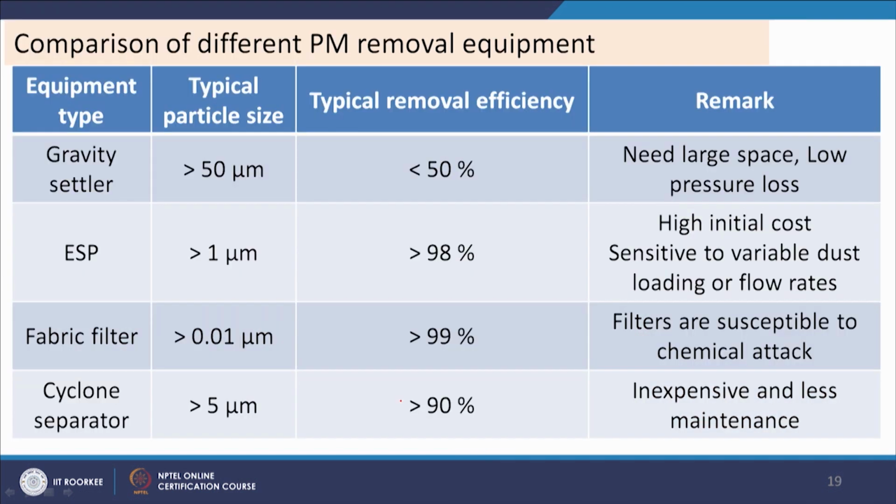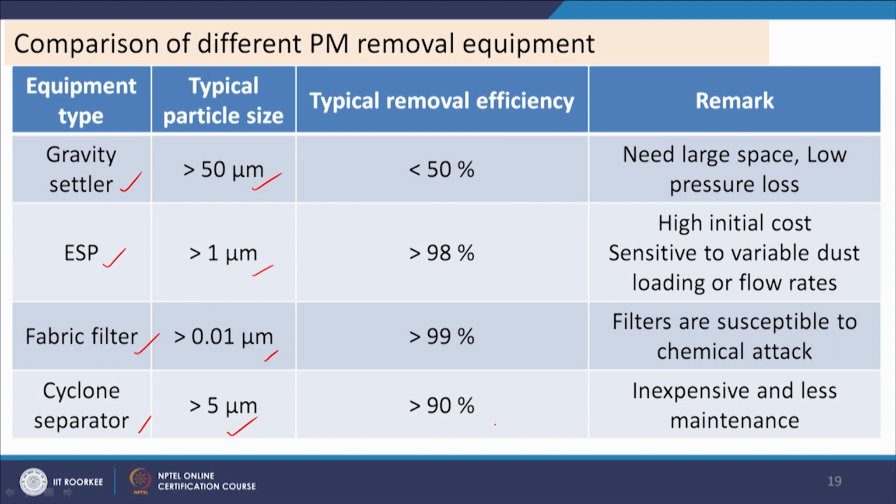minimum. And now we will compare different particulate removal equipment, like gravity settler, electrostatic precipitator, fabric filter and cyclone separator. We have discussed all 4, and here we can see the comparison. The typical particle size which can be separated is greater than 50 micrometer for gravity settler, greater than 1 micrometer for ESP, greater than 0.01 micrometer for fabric filters, and greater than 5 micrometer for cyclone separator, and typical removal efficiencies are also given.